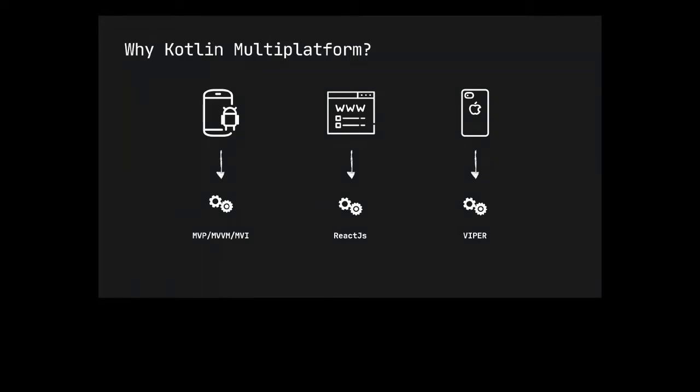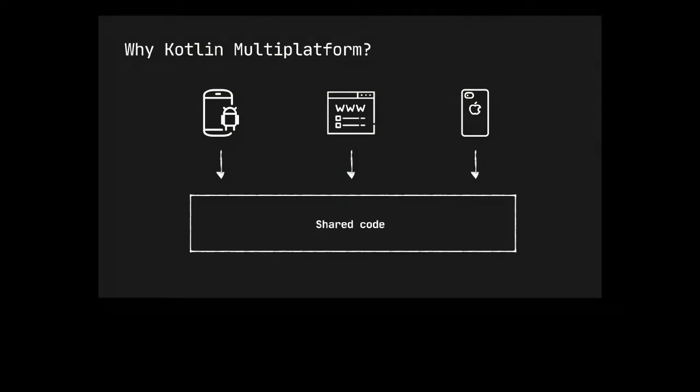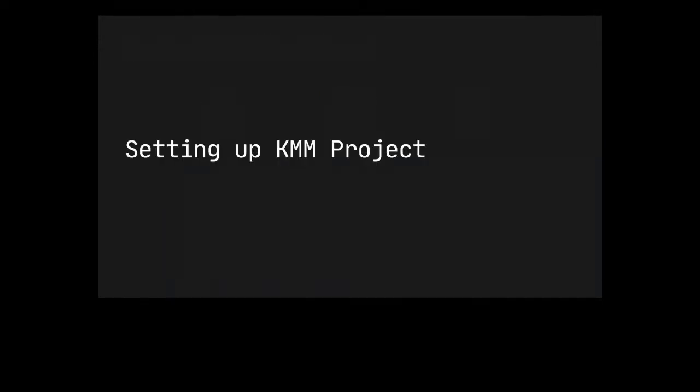For example, the API layer for these different types of architectures. So they all could share some libraries, some shared code, which has all of these different use cases. And that's the benefit of Kotlin Multiplatform. Let me share with you how to set up a very simple KMM project.